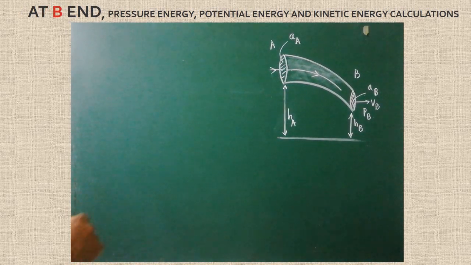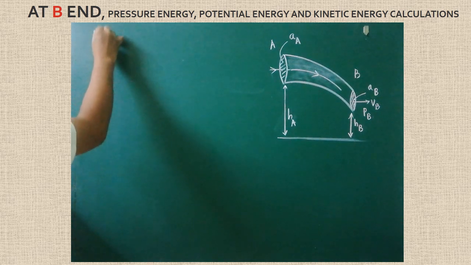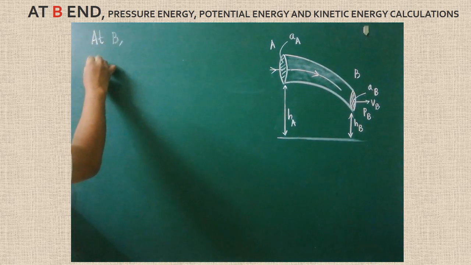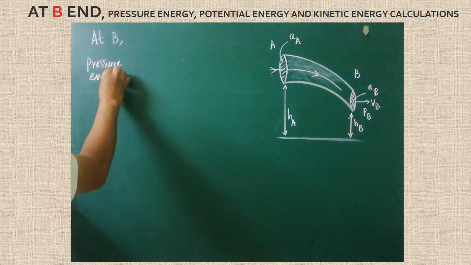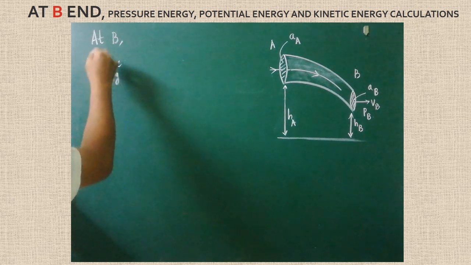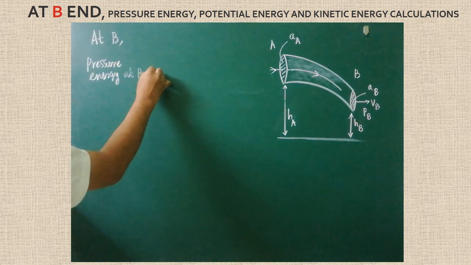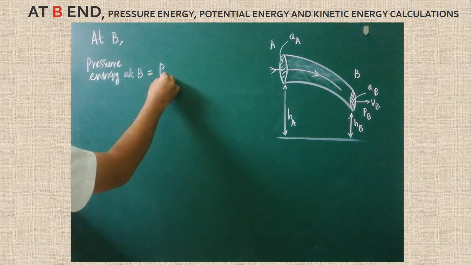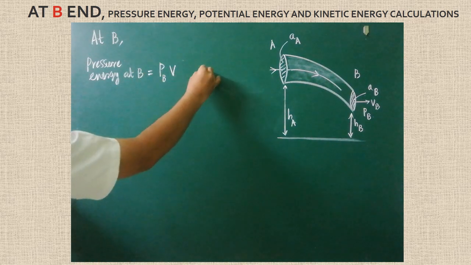Now we are going to calculate the same three kinds of energies at the end B. Okay. So at B, what is the title given here? At B. So what is the pressure energy? Very simple. Already we have calculated all the expressions at the end A. Same kind of thing should be done. Pressure energy at B end is equal to, there we wrote PAV. Here what we should write? PB, pressure at B into V. That is the expression.